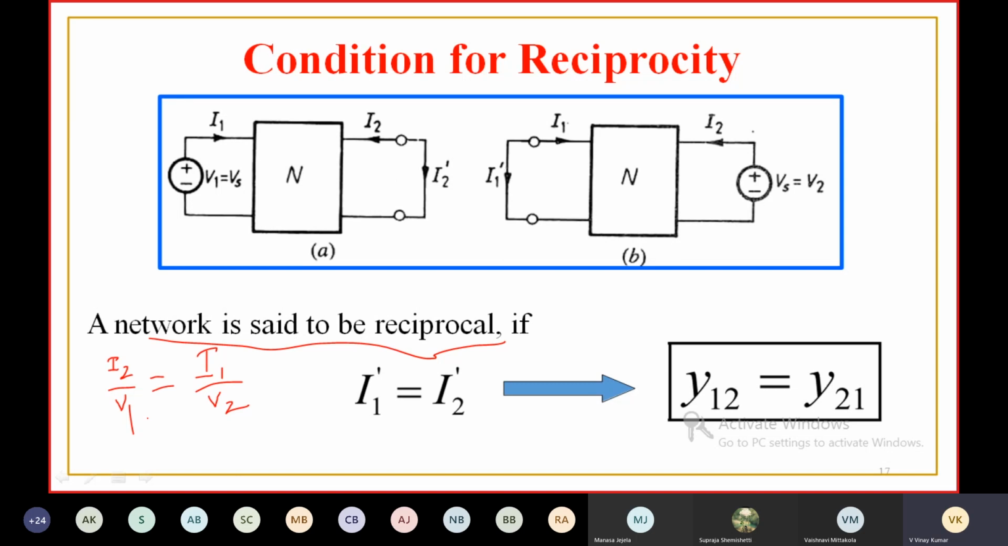So this is nothing but y21, and this is nothing but y12. That's why the network is said to be reciprocal when y12 is equal to y21. When y12 is equal to y21, then the network is said to be reciprocal.